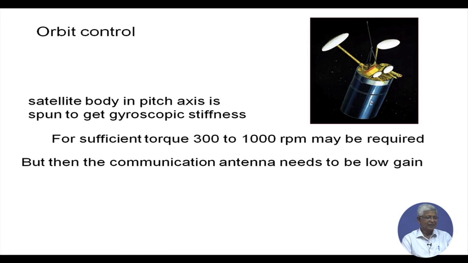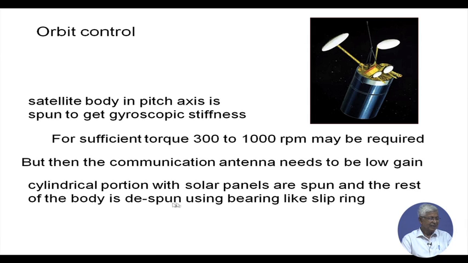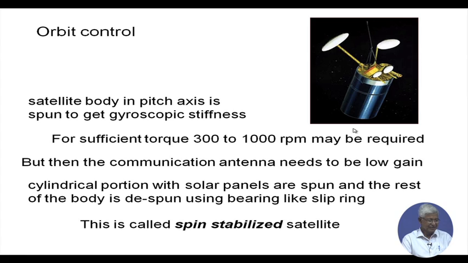Body of the satellite contains the solar panels. The cylindrical portion has the solar panels that are spun, and the rest of the body is dispun by a slip ring, and that whole satellite structure is fitted to the slip ring. This is a very simple arrangement, and this is called spin stabilized satellites.